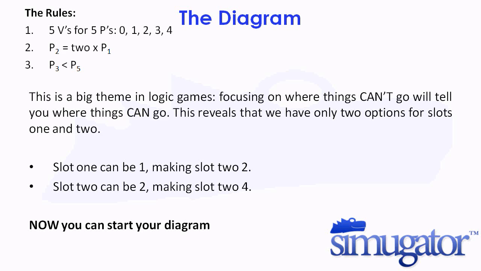Big theme. So this reveals that we have only 2 options for slots 1 and 2. Slot 1 can be 1, making slot 2, 2. Sorry if that's confusing. And slot 1 can be 2, making slot 2, 4. Now we have a huge deduction here. We can start our diagramming.